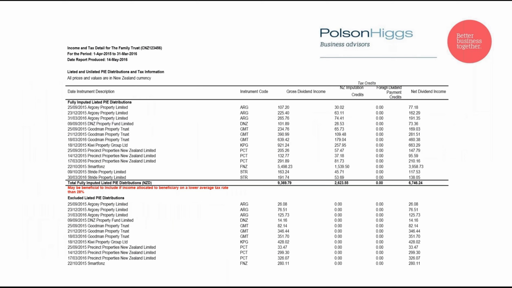The second to last one we've got here is a listed PIE schedule. Again, simply giving you information about your listed PIE. Generally, you can do that off the summary. You don't need to come into this particular schedule. It just provides a listing of all of the information.